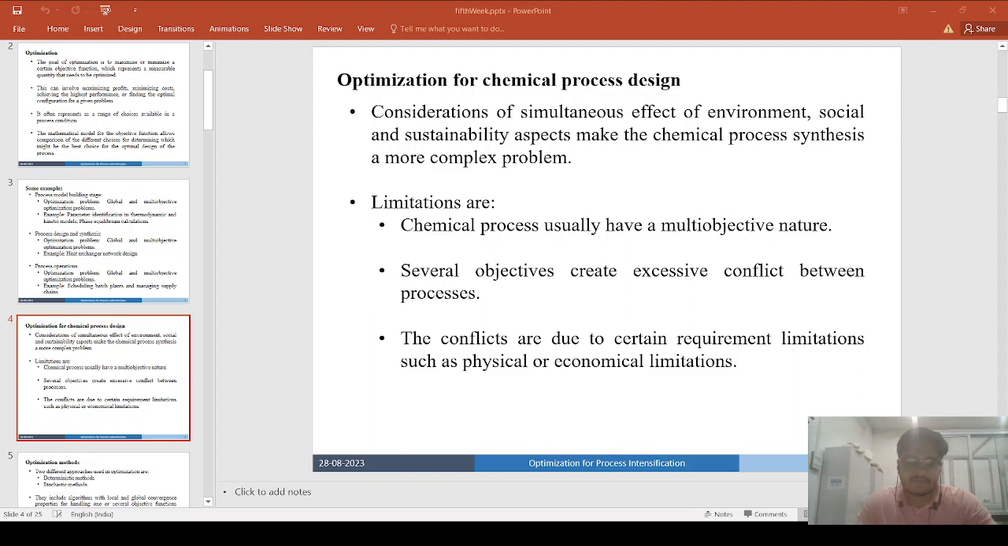Now, considering the simultaneous effects of environmental, social and sustainability aspects makes chemical process synthesis a more complex problem. So chemical processes are inherently very complex. Why are they complex? Because they consider the simultaneous effect of environmental, social and sustainability aspects. That's why they are quite complex, and performing optimization and process intensification for such chemical processes is a very challenging task, because the system is inherently complex.